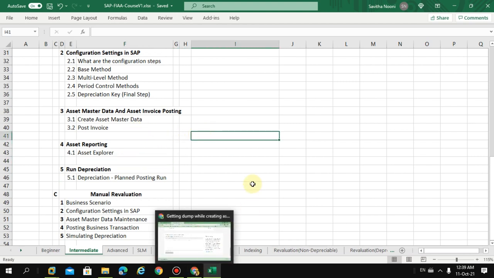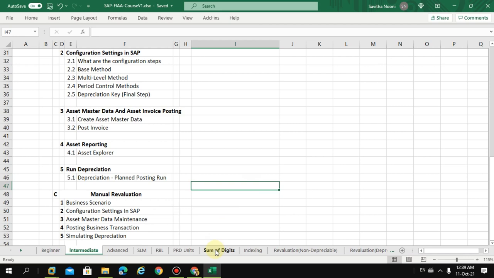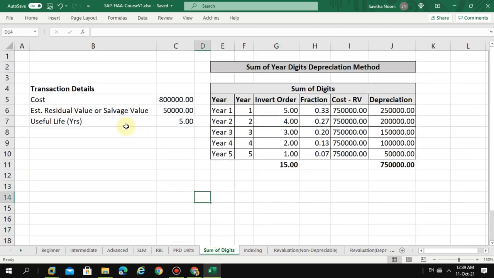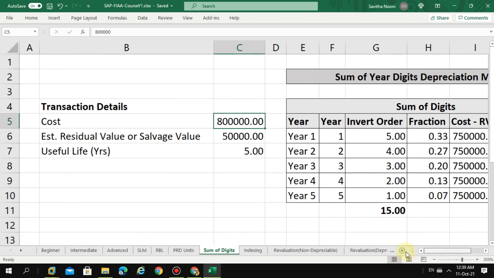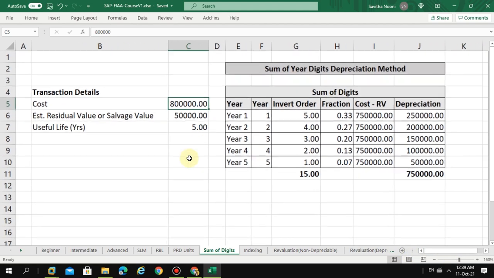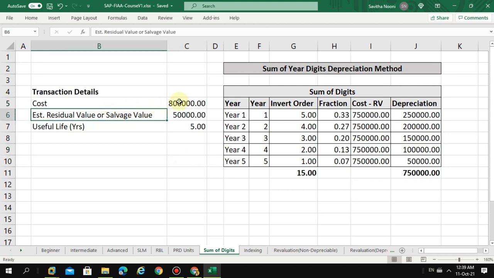So when you look into the business example for the sum of digits method, let's say you bought an asset for the cost of 800,000. So if you look here, you bought this for 800,000 and the life of the asset is 5 years. Now the salvage value or residual value is 50,000.